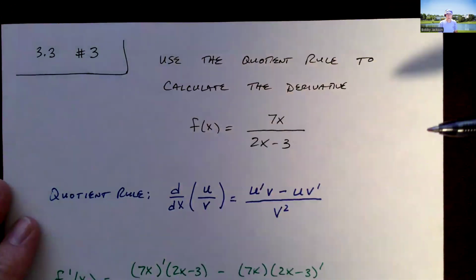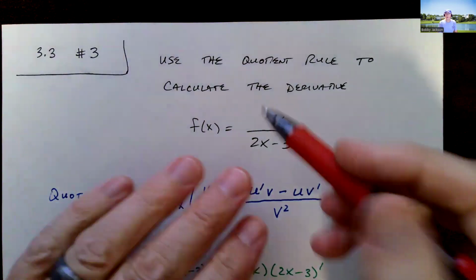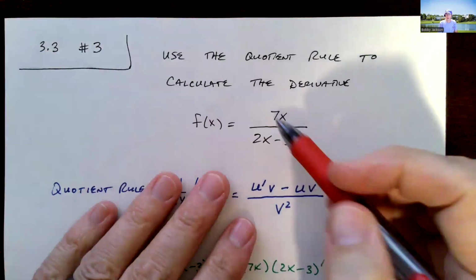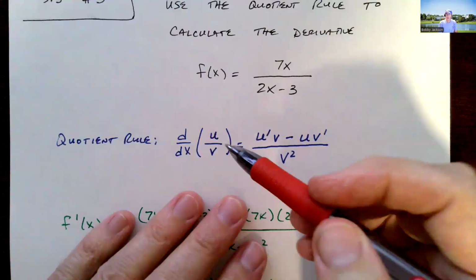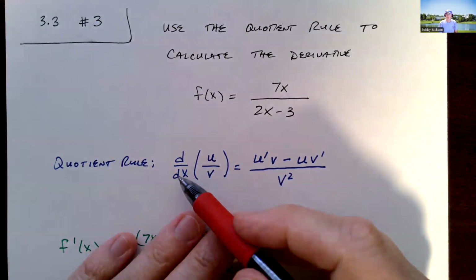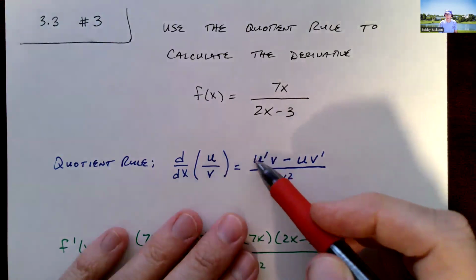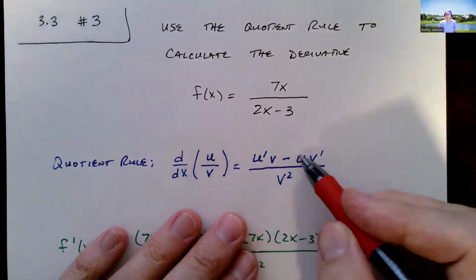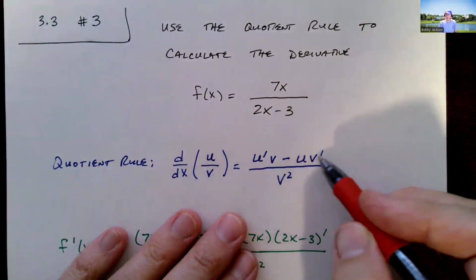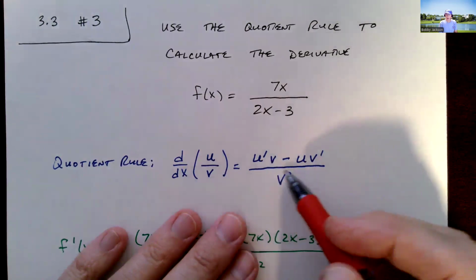All right, let's take a look at number 3 in section 3.3. We're going to use the quotient rule to calculate the derivative of this function. If you remember the quotient rule, the derivative of a quotient is the derivative of the top function, or the numerator, times the bottom function, minus the top function times the derivative of the bottom function, or the denominator, and then all over the denominator squared.